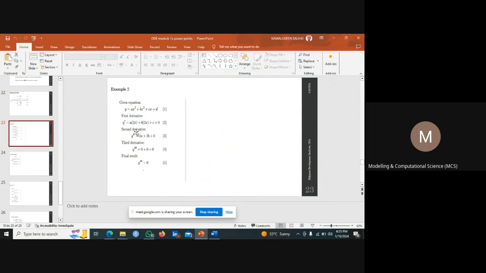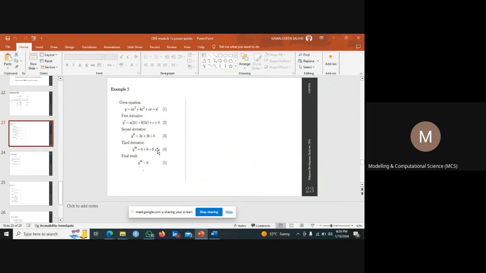So when you differentiate this again with respect to x, you have 2a. With respect to x, you have 2b. Then the constant also will give us 0. The third derivative, so we realize here that we are not having any independent variable x anymore. So all we are having here is constant. So when we differentiate constant, we'll be having 0, 0, 0.